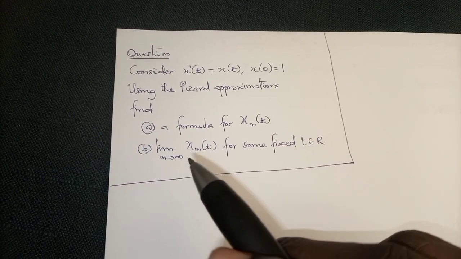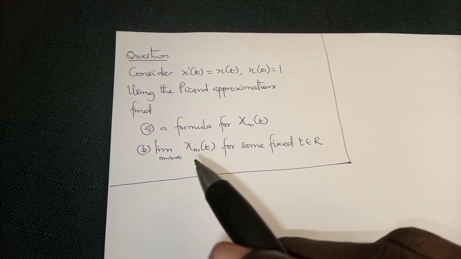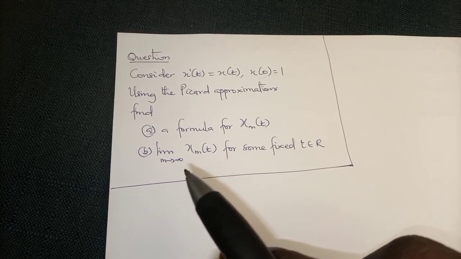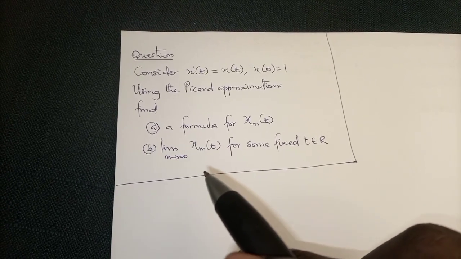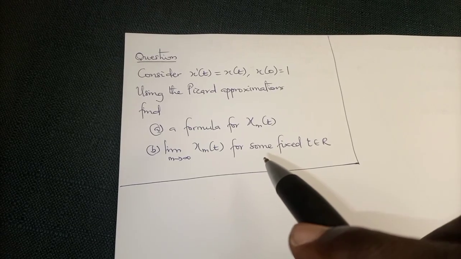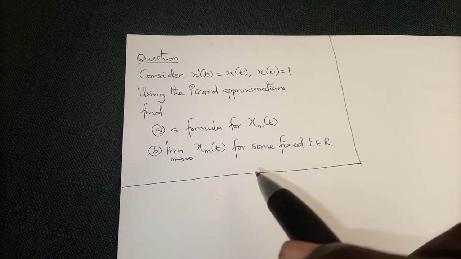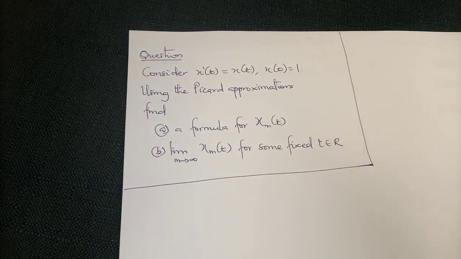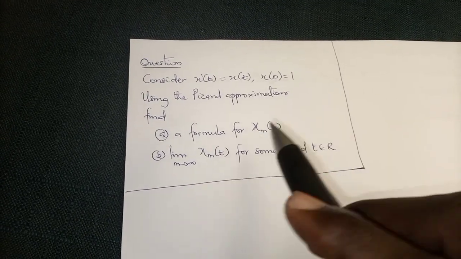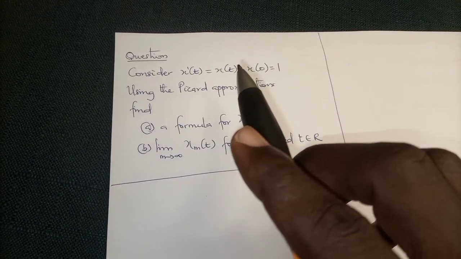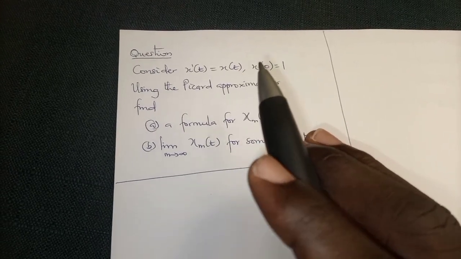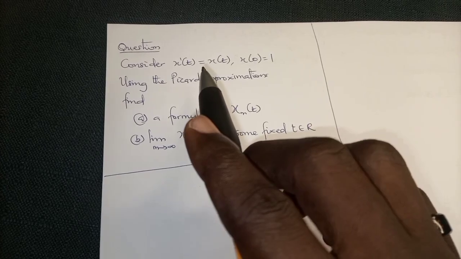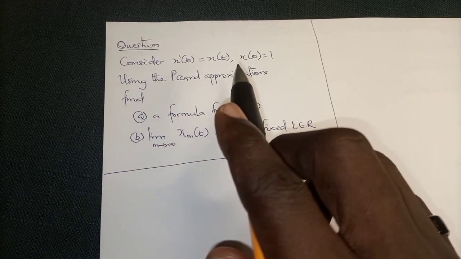Then for part b, we find the limit of x subscript m of t as m approaches infinity, for some fixed t belonging to the real numbers. Now, what we need to know about Picard's approximation is that it makes use of integration. So the first thing to do is to integrate.